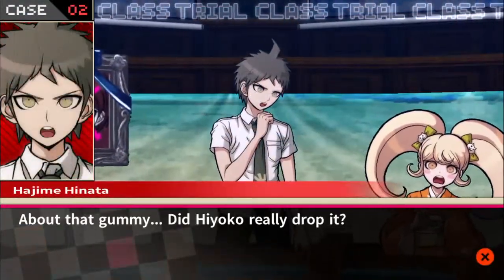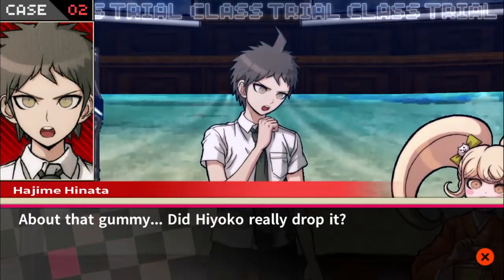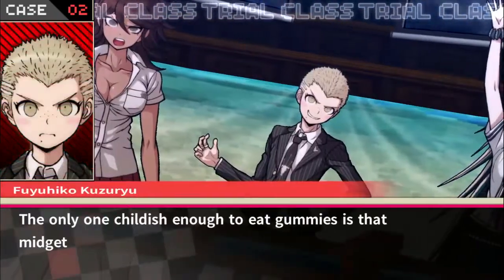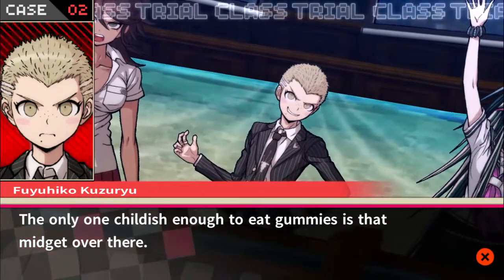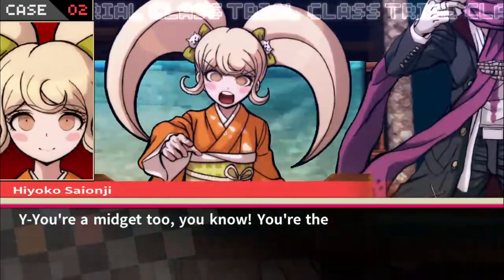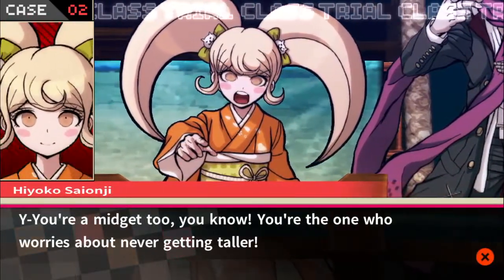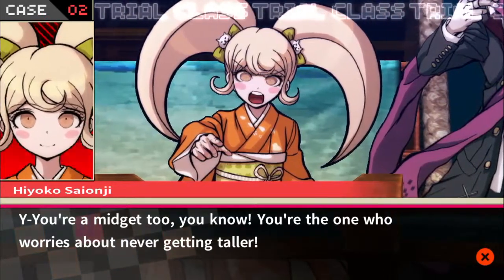About that gummy, did Hiyoko really drop it? The only one childish enough to eat gummies is that midget over there. You're a midget too, you know. You're the one who worries about never getting taller.